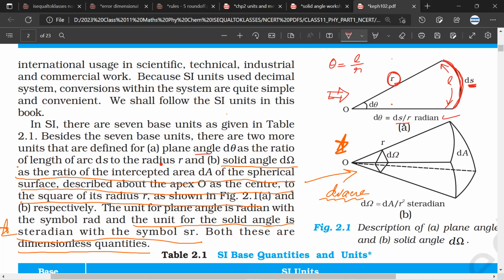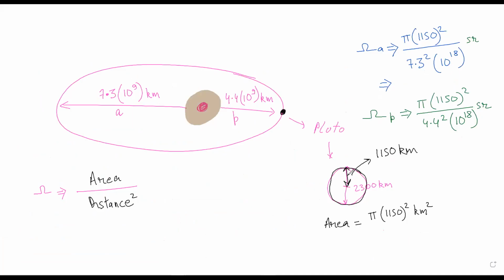Now let us look at the definition of the solid angle. The solid angle d omega is the ratio of the intercepted area dA of the spherical surface described about the apex as center to the square of its distance r. So let us try to understand this. In very easy terms, what they are trying to tell you is this.